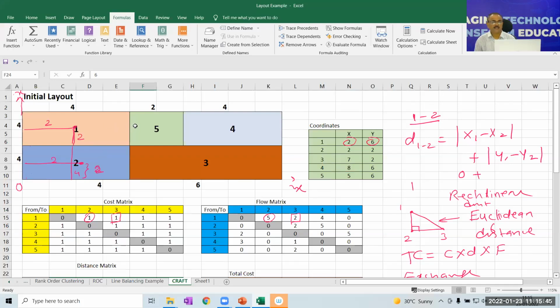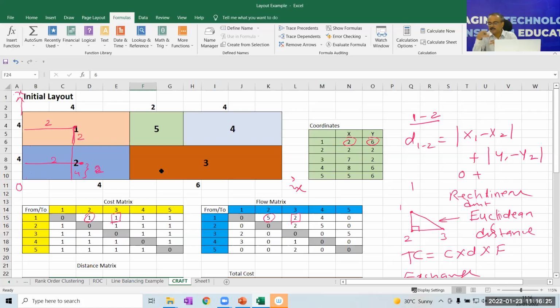Similarly, 1 and 5, can they be exchanged? Yes, because they have a common border. Similarly, 1 and 4 don't have a common border, but they have the same area. 1 is also 16, 4 is also 16. So we can exchange these departments. Similarly, 1 and 3, can they be exchanged? No, because they don't have a common border and their areas are also different. So based on these two, you have to look at which departments can be exchanged.